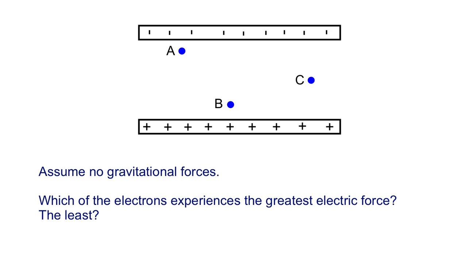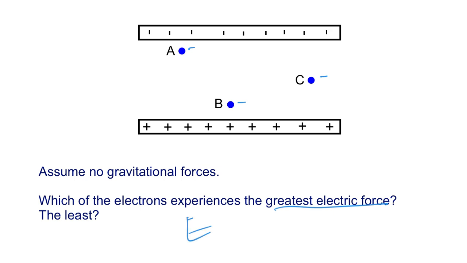So the negative plate's up on top, the positive plate's on the bottom, and we've got 3 electrons at different distances. Now, a lot of people get this one mixed up. First of all, a lot of people think, ooh, the one that's closer to the negative plate is going to have a bigger repulsive force than the others. Don't even think like that.